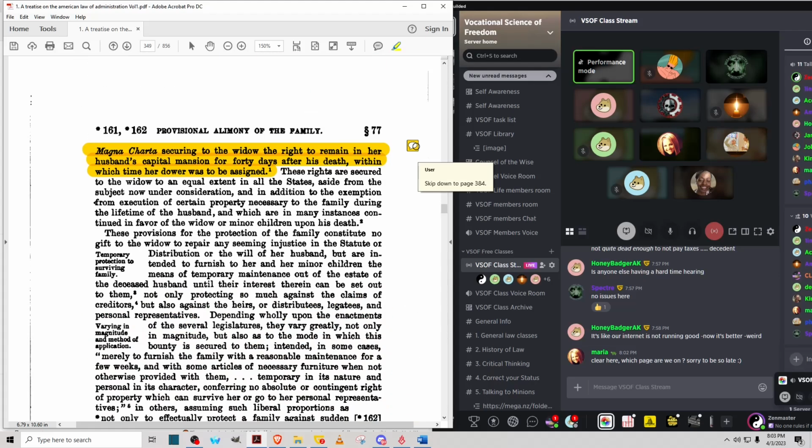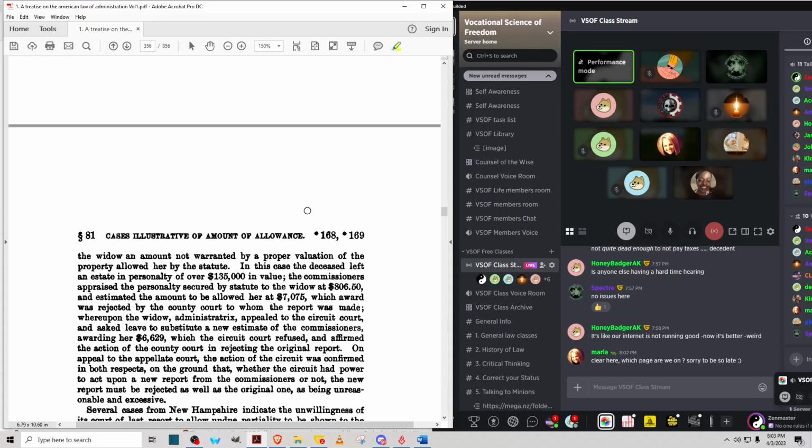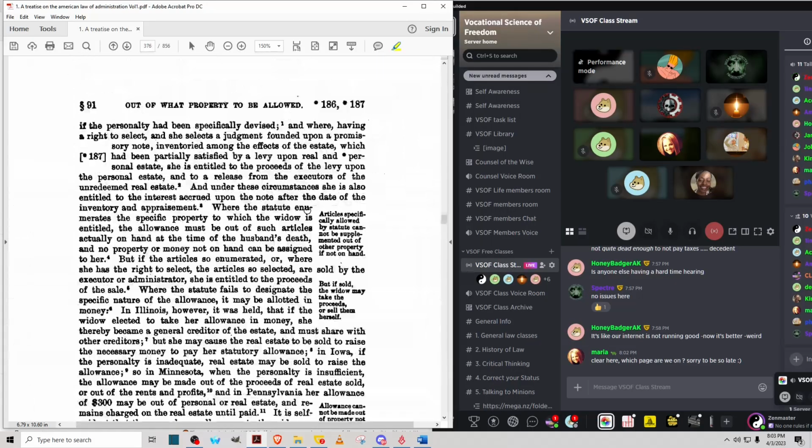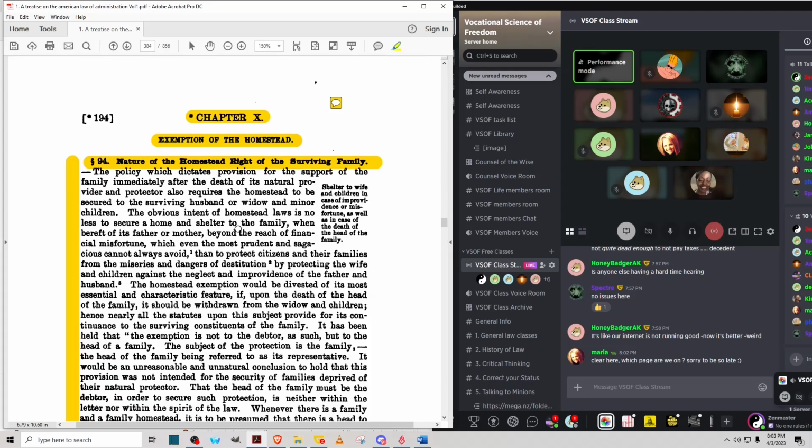Okay, so now we're going to skip down to page 384, which is quite a jump. Roll down here. Exemption of the homestead. So I'll probably cover this and then probably quit for the night. Okay, so chapter 10, exemption of the homestead. Nature of the homestead right of the surviving family. The policy which dictates provision of the support of... Oh, I was going to show the homestead picture as well. Well, I'll read this and then I'll do the picture, because there's a picture in the mega folder that I wanted to bring out and make a point of.